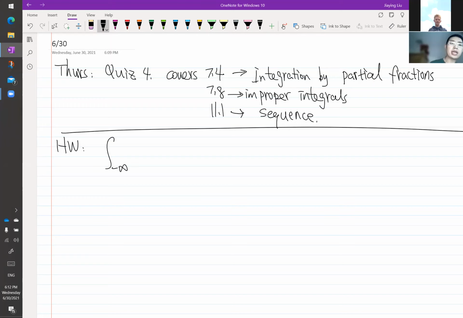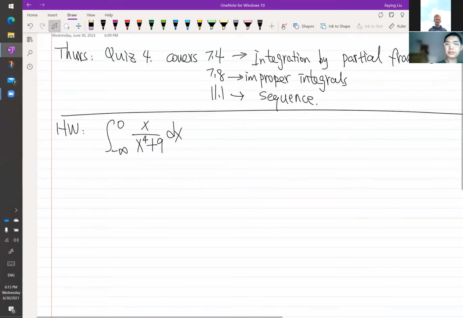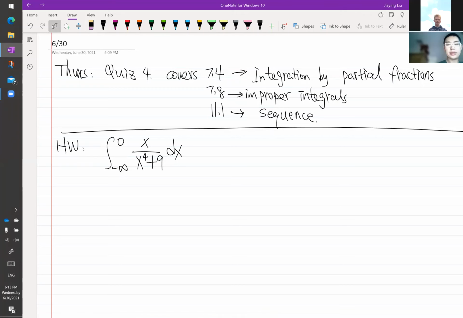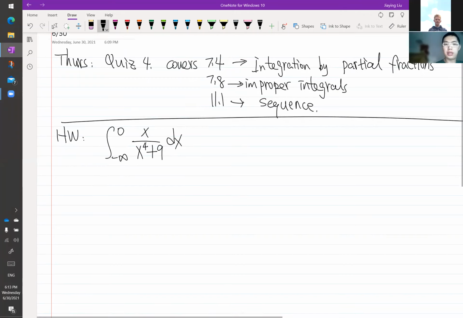We're integrating from negative infinity to 0 of x over x to the fourth power plus 9 dx. I'm not going to use x to the fourth power plus 4, so that you gain the practice solving this problem later when you go back to the question in the homework. Is that okay, Sam? Yeah, okay, great.